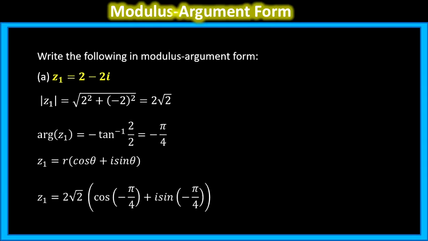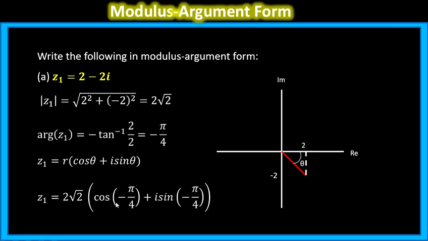You see, real part positive, imaginary part negative. That should be in the fourth quadrant. That's why the angle is negative pi by 4. Please connect the Argand diagram with your values. You should understand the location and you should understand how to write the argument.